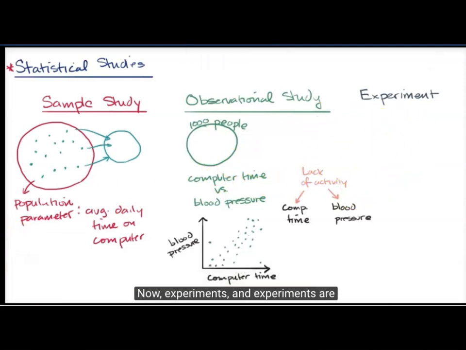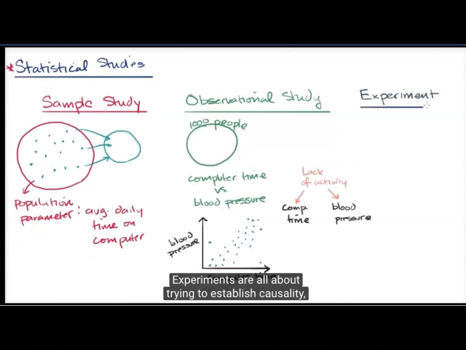Now, experiments are the basis of the scientific method. Experiments are all about trying to establish causality. And so what you would do is, if you wanted to do an experiment, you probably wouldn't be able to do it with 1,000 people. Experiments in some way are the hardest to do of all of these.